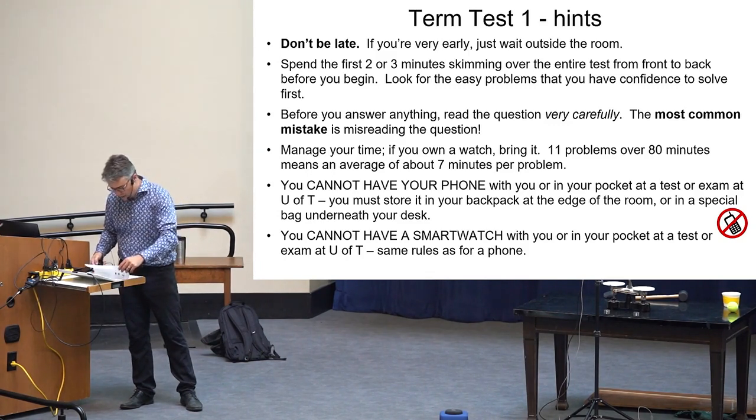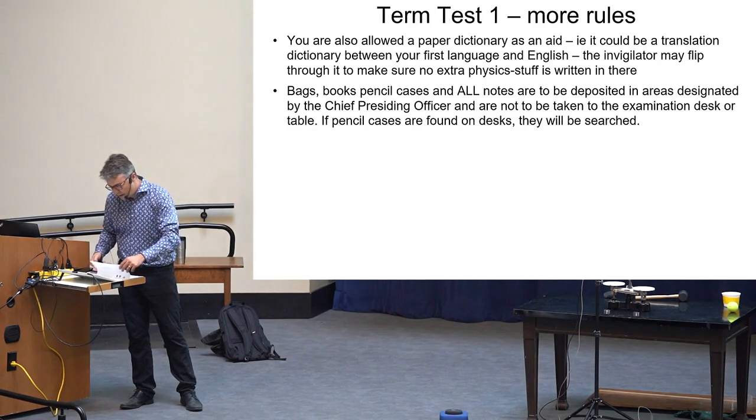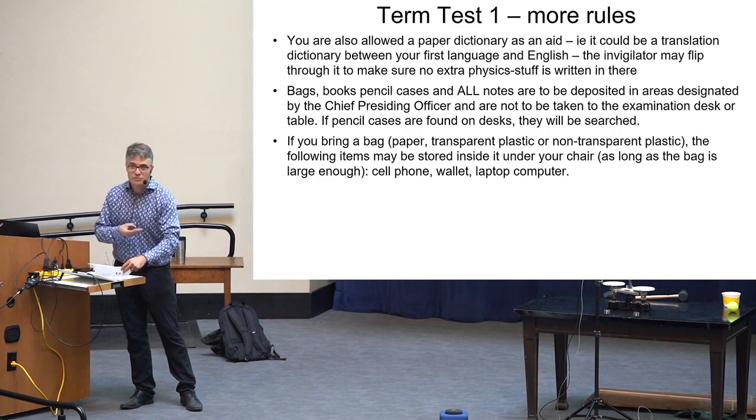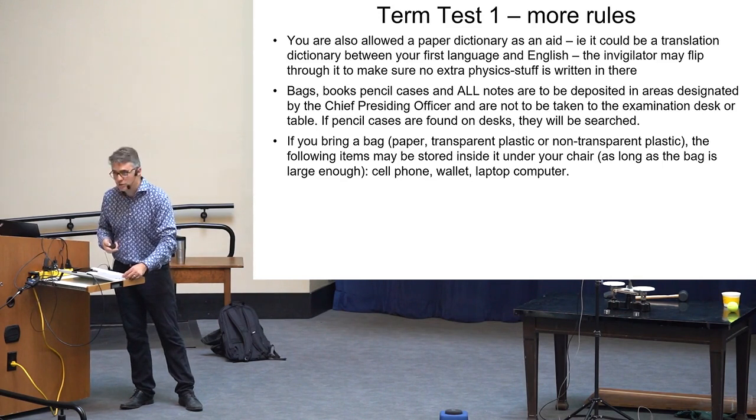You are allowed a paper dictionary. It could be a translation dictionary between your first language and English. The invigilator might flip through it to make sure there's no extra physicsy stuff written there. Just write that on your aid sheet. Your bag with your phone and stuff should be either at the edge of the room, or you can put it under your chair as long as you can't see your phone. That's the main thing, or your smartwatch.